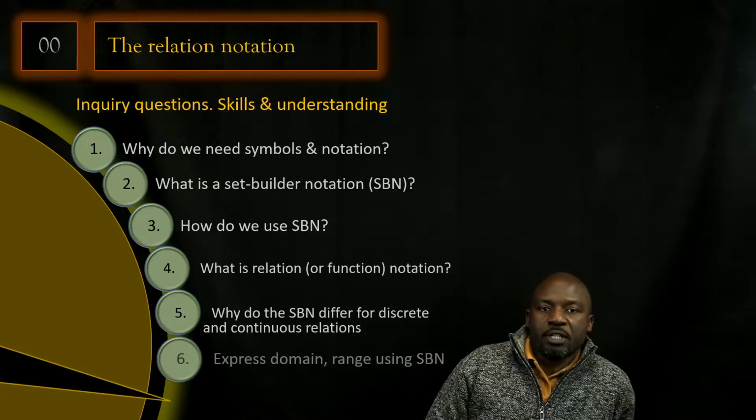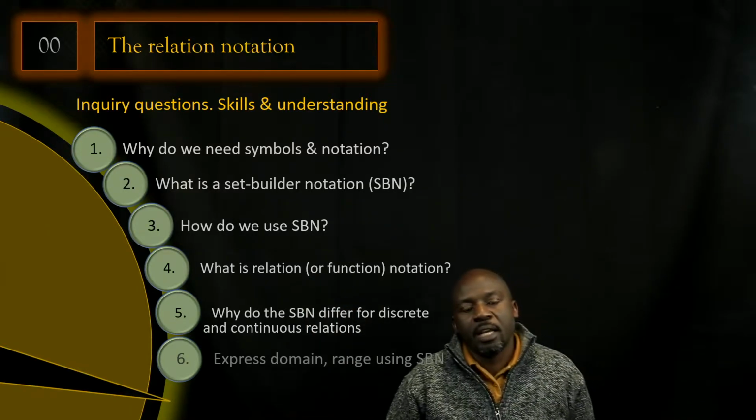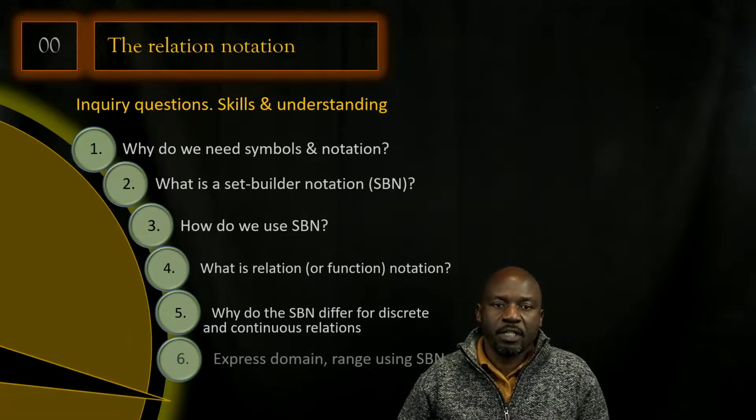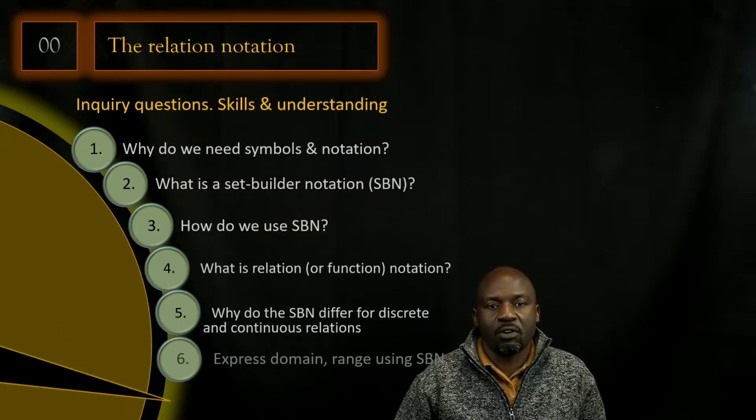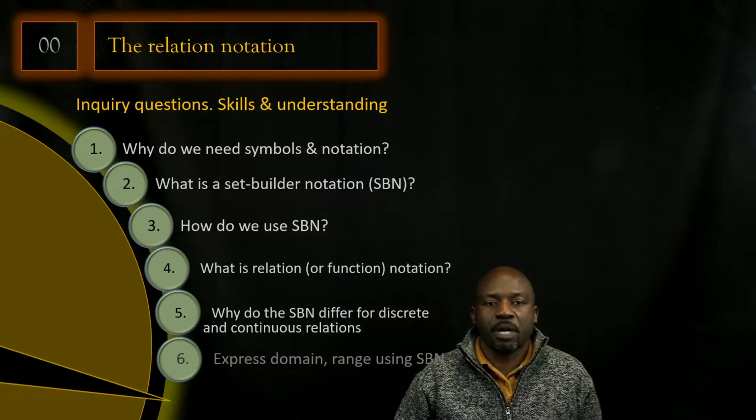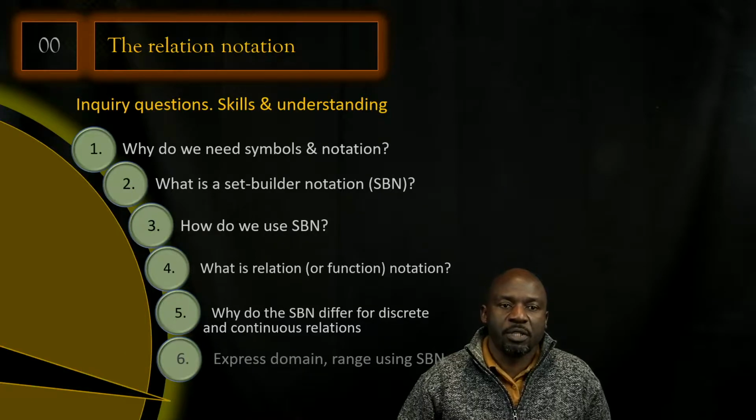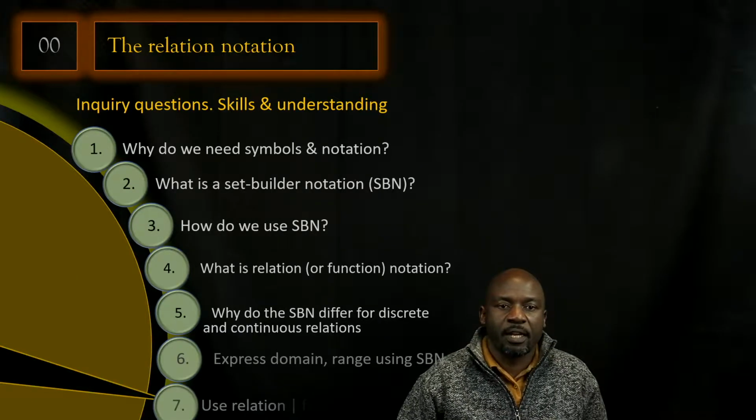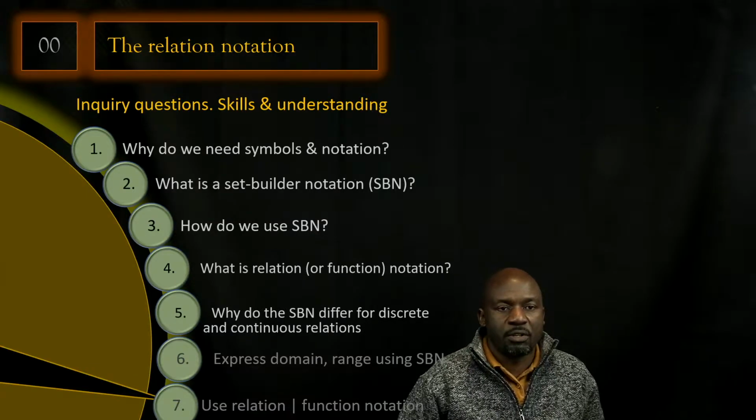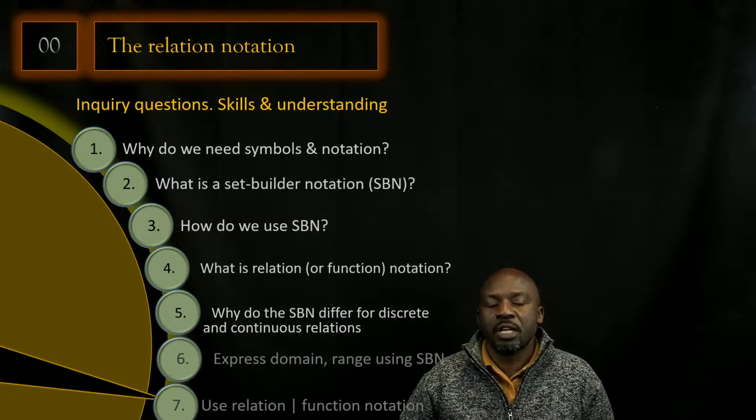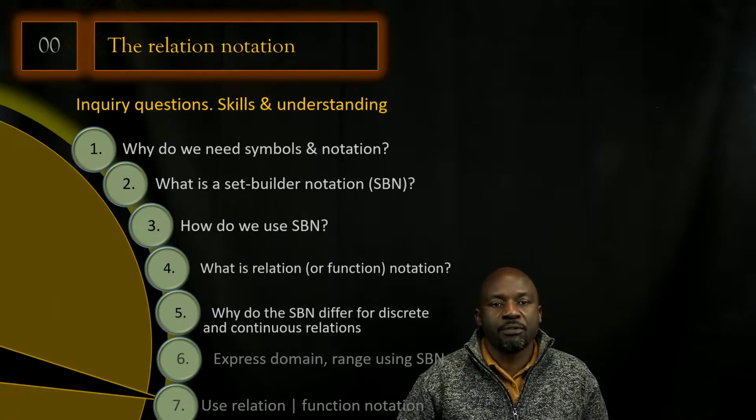The first 5 points there you can see are questions, so they are inquiry questions, and the 6th and the 7th points are actually the skills and understanding areas, or the content of what we are going to talk about. So to express the domain and range using set builder notation, and the 7th and last thing we are going to do is to use relation and function notation to present different types of relation.